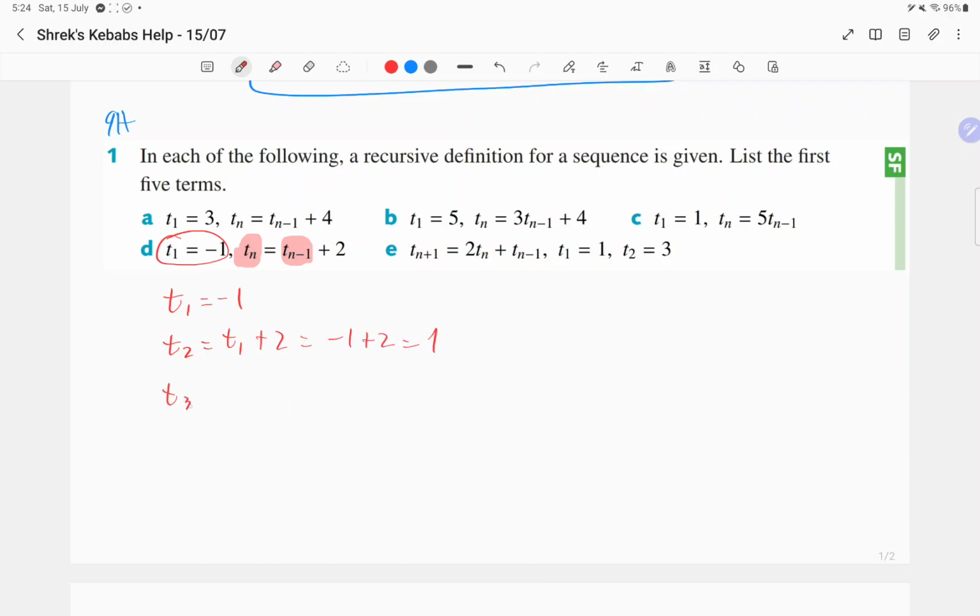All right, and then term 3 is the previous term, which is term 2, plus 2. Now term 2 was 1, so 1 plus 2 would be 3. So the first 3 terms so far are -1, 1, and 3. It's basically saying the current term is the previous term plus 2, and the starting term is -1. So you can see the pattern already: -1 plus 2 is 1, plus 2 is 3, and basically it'll just be all the odd numbers, and it will keep on going.